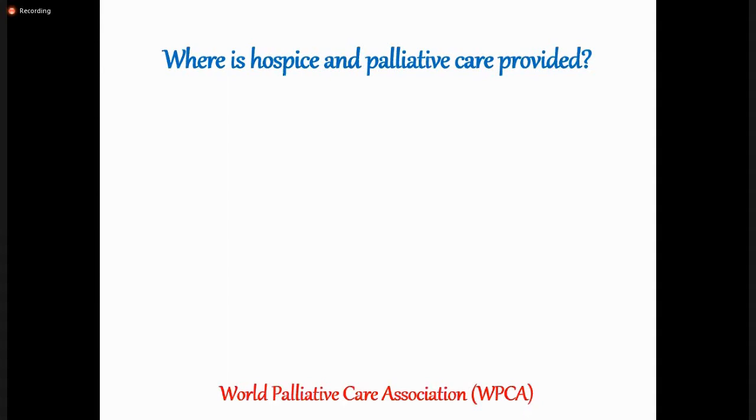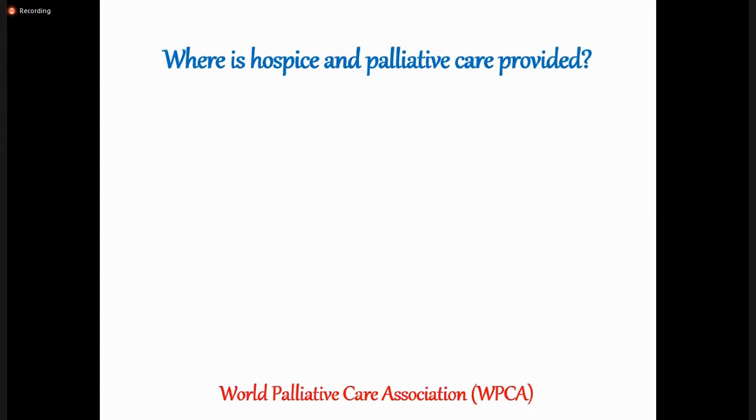Then there is a word called hospice. So what is hospice? Hospice is basically a place where sick and terminally ill patients are cared for. I mean, you can say that it is not a hospital, but it is a place or a home to provide care for those terminally ill patients.